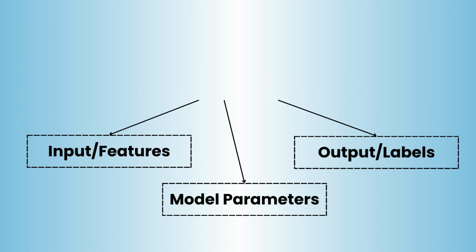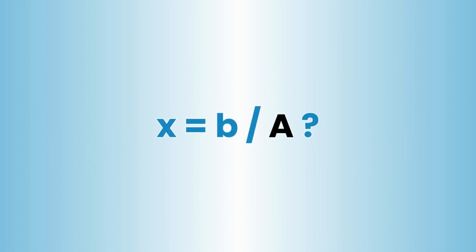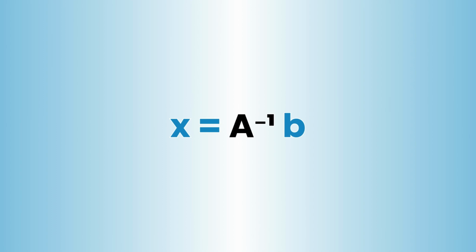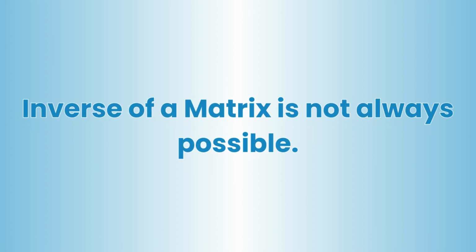And how do we solve for model parameters here? Do we divide vector B with matrix A? No, we don't. Instead of dividing, we multiply the vector B with the inverse of the matrix A. One thing we need to understand is that the inverse of a matrix is not always possible. We'll see that in a bit.